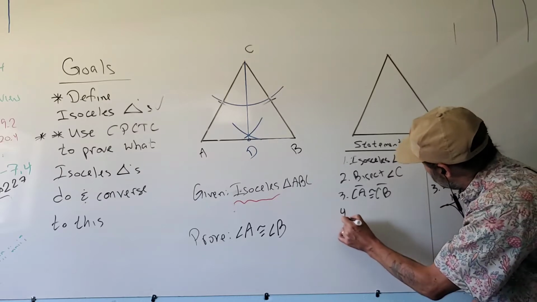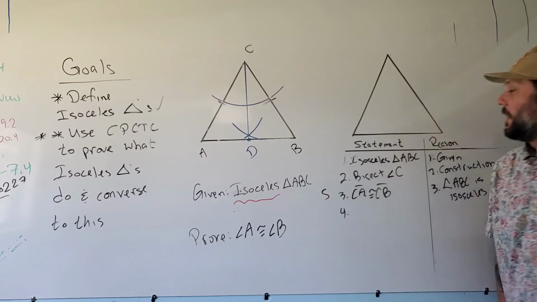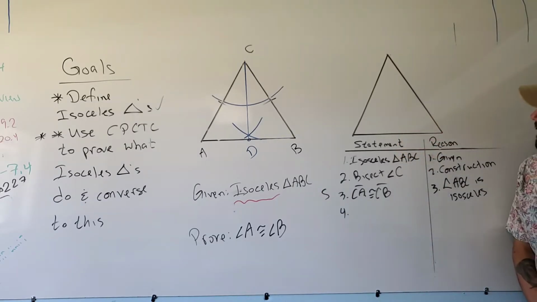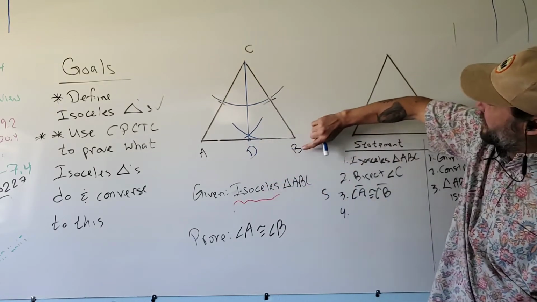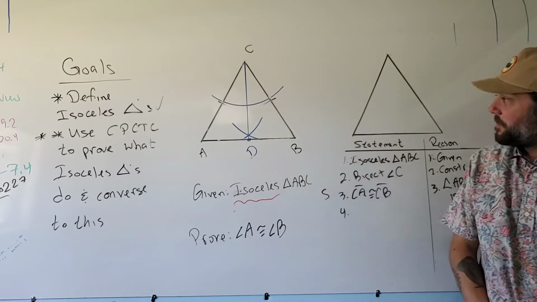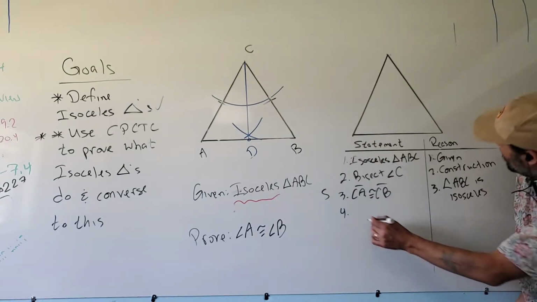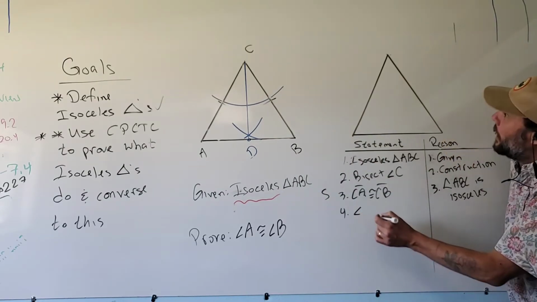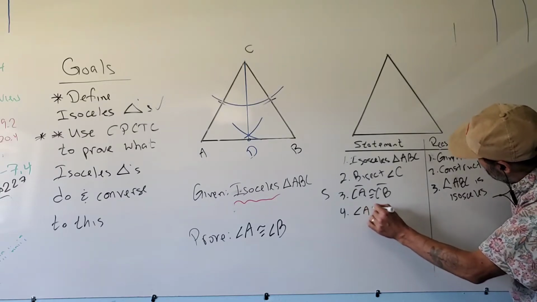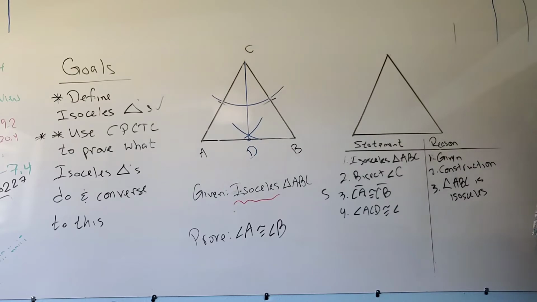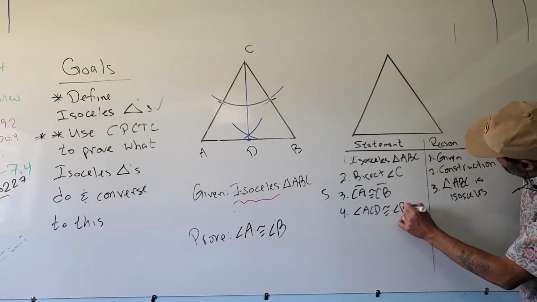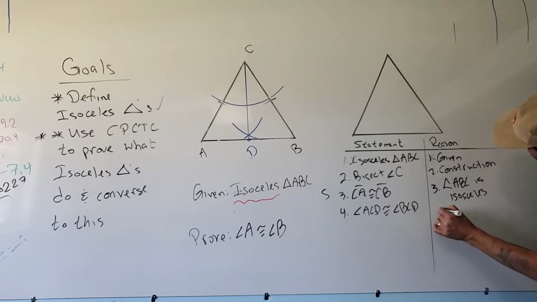My next thing I'm going to say, so I've got a side, right? The next thing I'm going to say is I've got angle ACD is the same as angle BCD, and that's because we bisected the angle. So angle ACD is the same as angle BCD, and this is true because we bisected angle C.